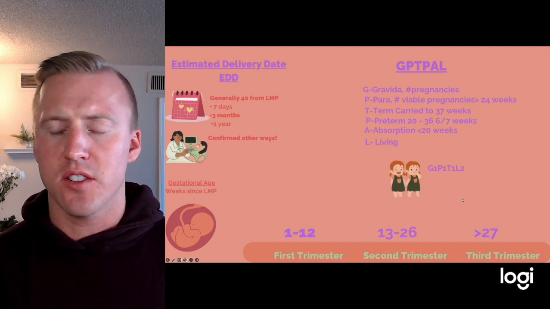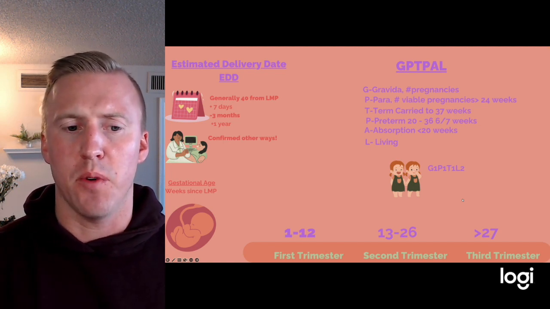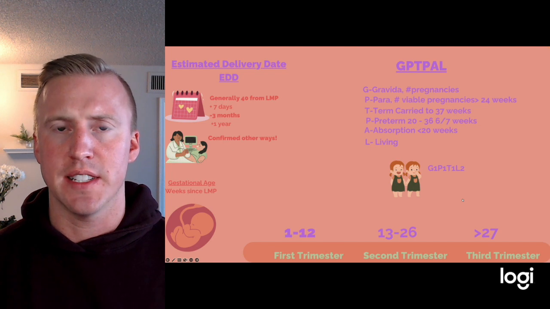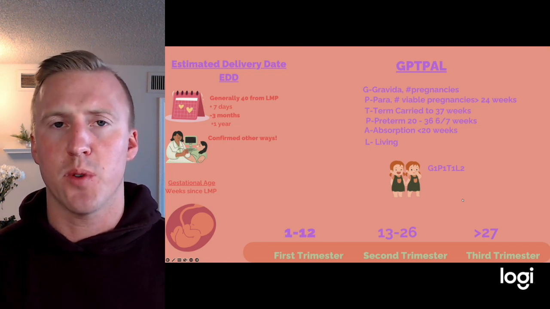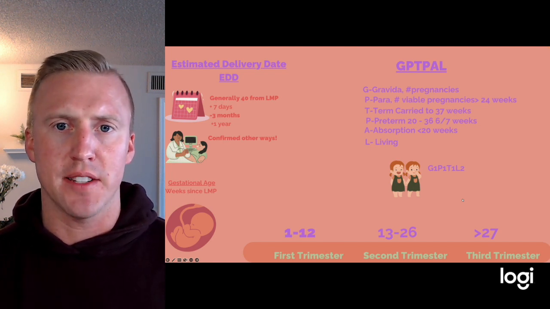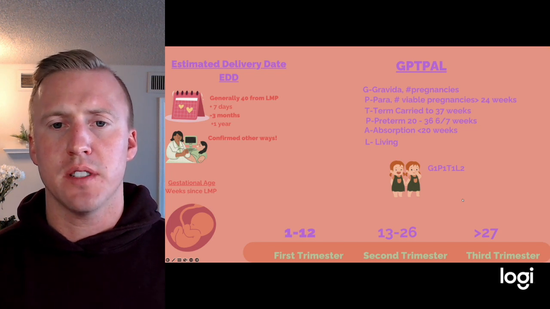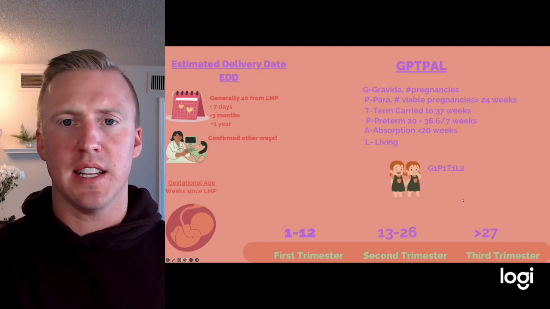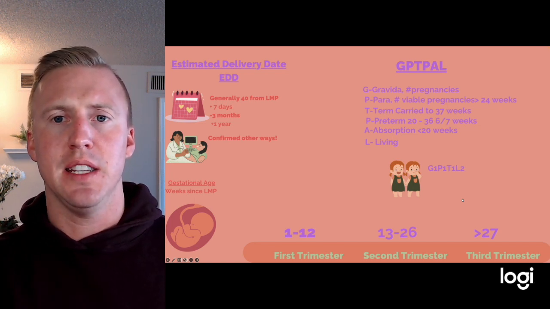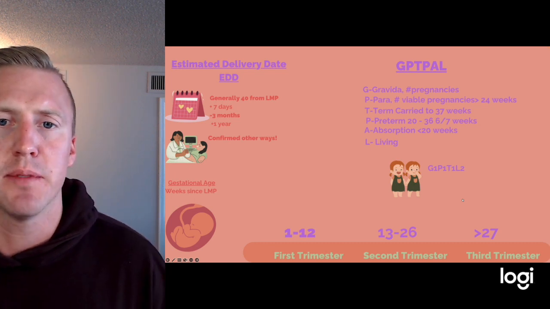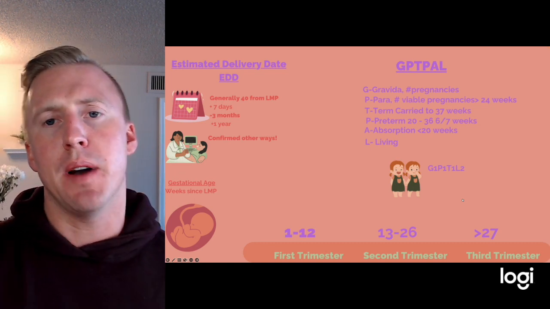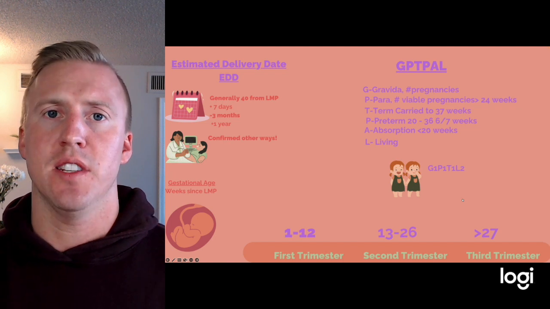When we look at just the trimester, it's very easy here. We know 1 to 12 weeks is first, 13 to 26 is second, and then above 27 weeks would be that third trimester. Now, when we're taking in a pregnant patient, a nice history that we can get here is the GP-TPAL. Some people just do the GP, but obviously there's more to the story here.